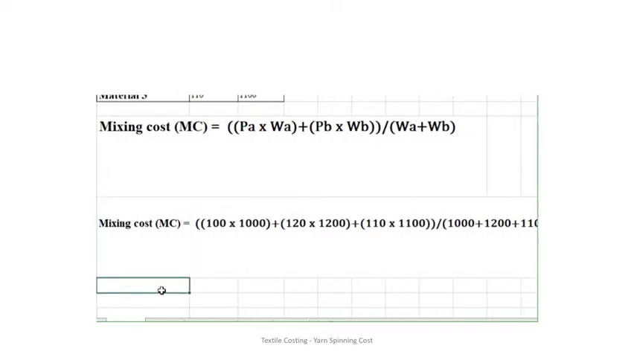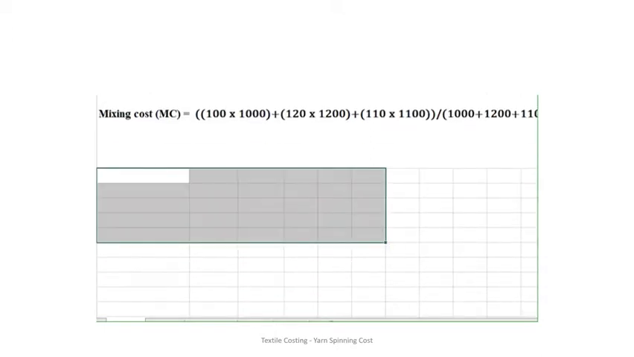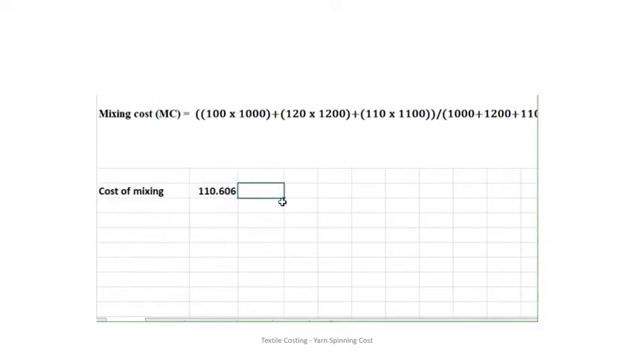So on finding, we can find the mixing cost from this value, which is 110.606, a simple weighted average calculation.